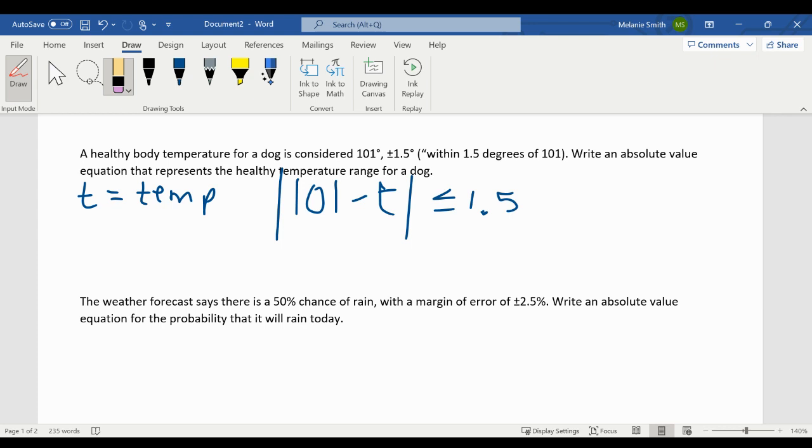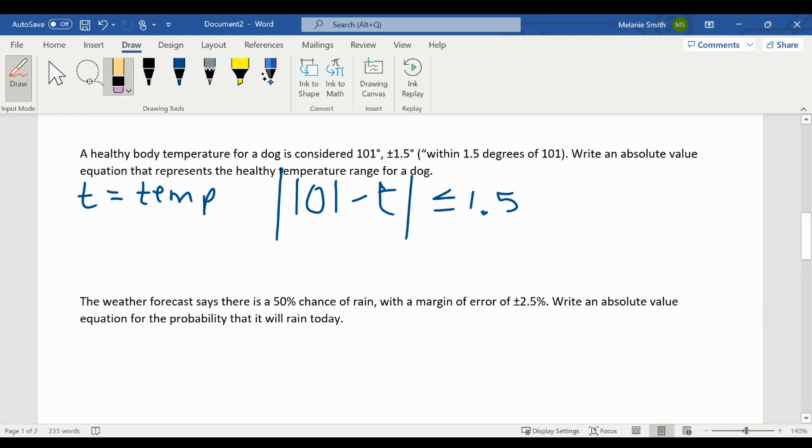Okay, so let's look at another example down here. And feel free to pause and try this yourself. The weather forecast says there is a 50% chance of rain with a margin of error of plus or minus 2.5%. So a margin of error means they could be wrong in either direction, higher or lower by that much. Write an absolute value equation for the probability that it will rain today.